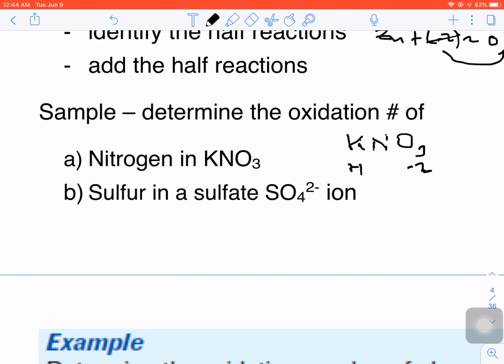So maybe in your head you can figure this out. I can see that there are 3 oxygens that are -2 each. So that's 6 minuses, but I only have 1 plus, so nitrogen has to be 5 plus.